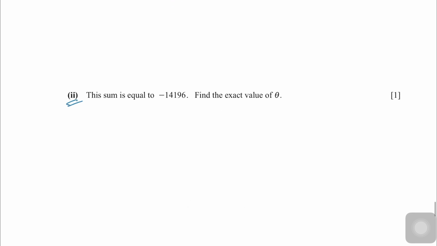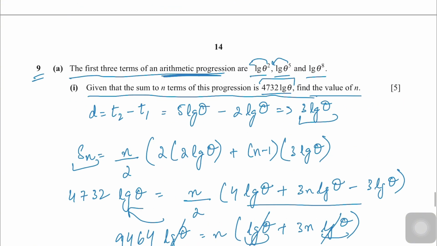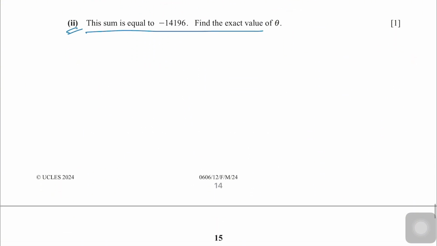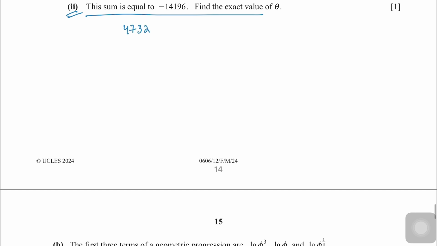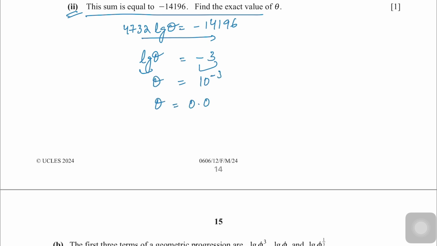Now moving on, we have the sum equal to 14196. Find the exact value of theta. So we'll be using this 4732 lg theta equals negative 14196. This 4732 would be divided over there, and we'll get our answer as negative 3. This would be lg theta, and this lg is log base 10, so theta would be 10 to the power negative 3. Our theta would be 0.001. So this is our final answer.